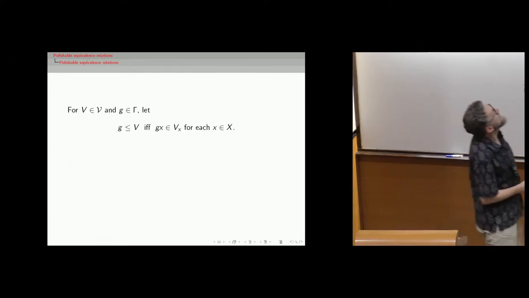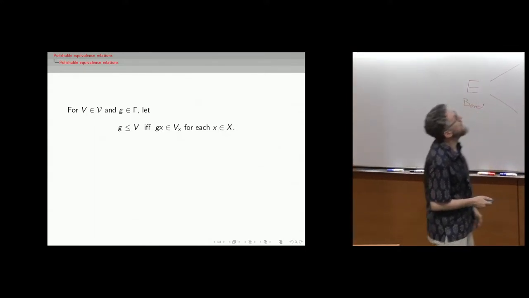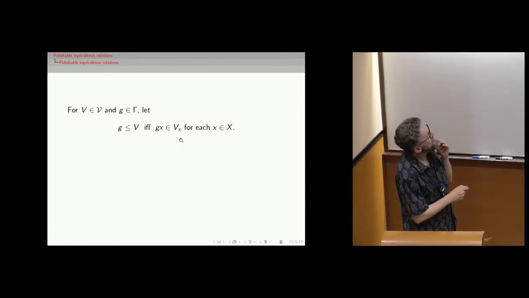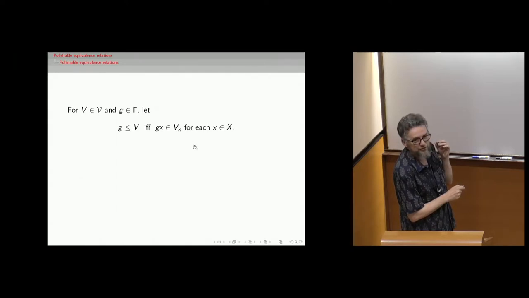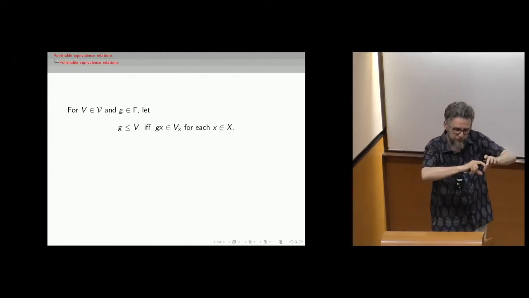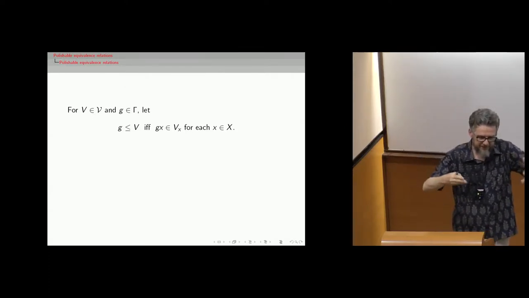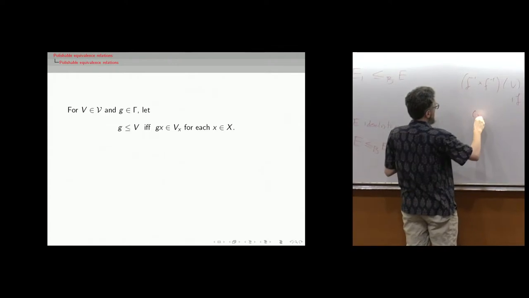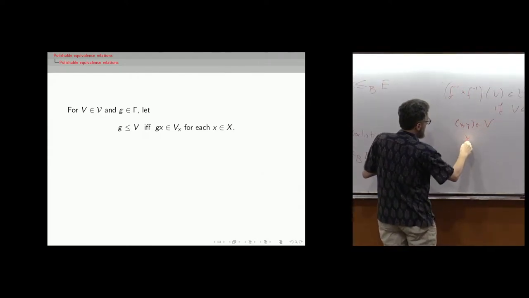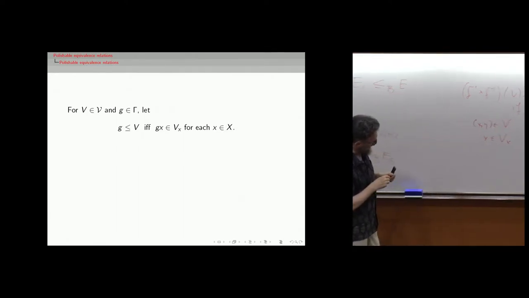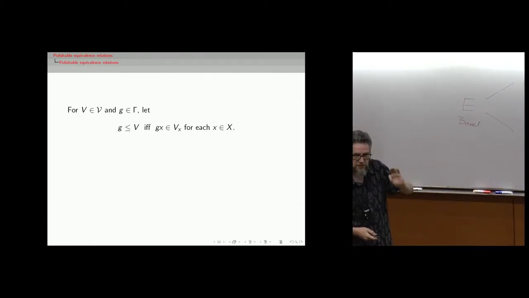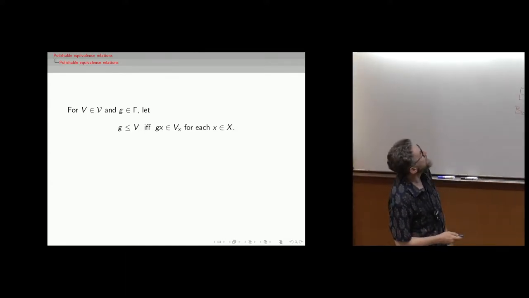Okay, so I have an element V of the uniformity, and I have an element g of gamma, and I want to say what it means that g is less than or equal to V. I think this is probably a standard notion. This just means that at every point x, if I act by g on x, I stay within the x-section of V. So V tells you how, if a pair xy is in V, this means x and y are V-close. And this is the same as saying y is in the x-section of V. So this just means that g does not move every point more than V-close. So g does not do crazy things.